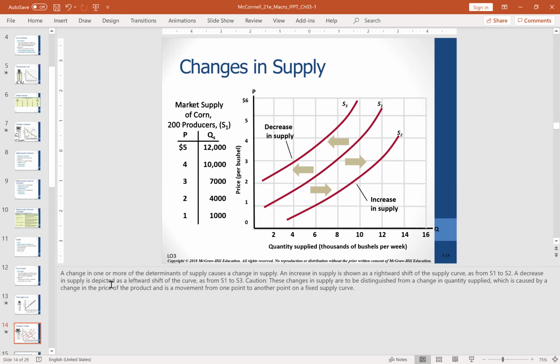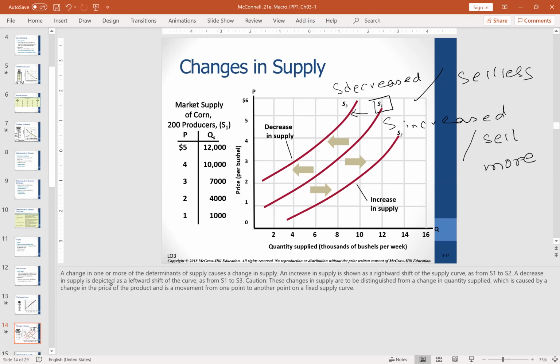Now take a look at this slide. I have my initial supply curve as S1. If the supply curve shifts to the right, we would say supply increased. Not going to use the word quantity here. Sellers will sell more of this good. Now, if the supply curve went to the left, we would say supply decreased, or sellers will sell less of this good.